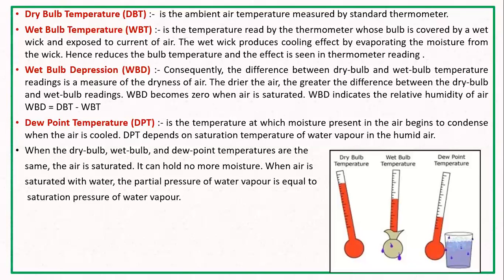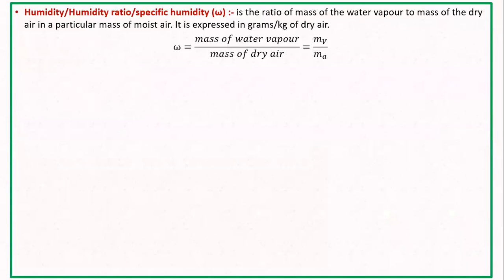That means the air is in such a condition that it can hold no more moisture, or when air is completely saturated with water, then these three temperatures become equal. Next, let's see certain ratios. First one is the humidity ratio, or the specific humidity, or humidity. You can call it anyway, and that symbol is omega. It is nothing but the ratio of the mass of the water vapor to the mass of the dry air.